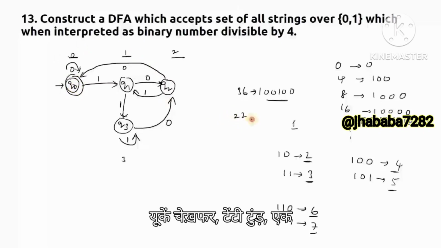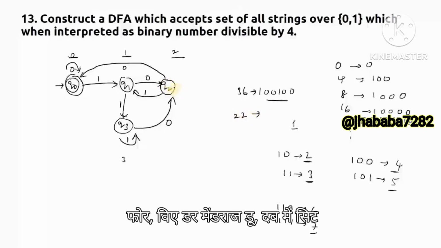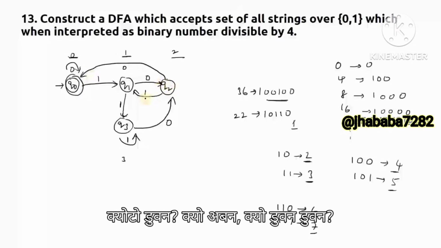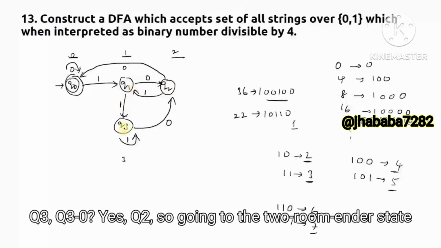You can check for 22. 22 is a 2 remainder state. That means if you divide 22 by 4, you will get the remainder as 2. So it needs to go to Q2. Now Q0 to 1, Q1; Q1 to 0, Q2; Q2 to 1, Q1; Q1 to 1, Q3; Q3 to 0, Q2. So it goes to the 2 remainder state.